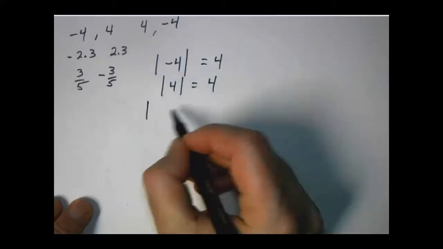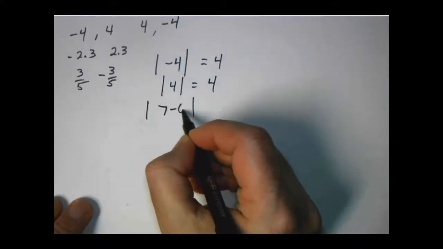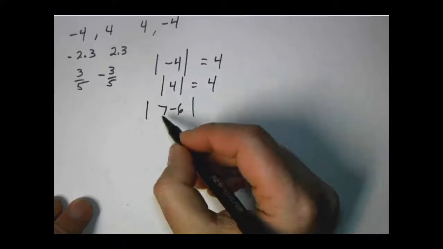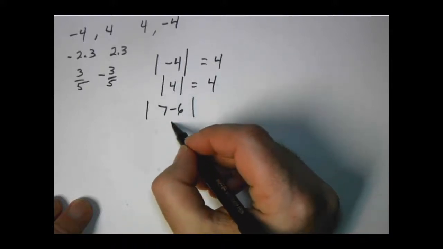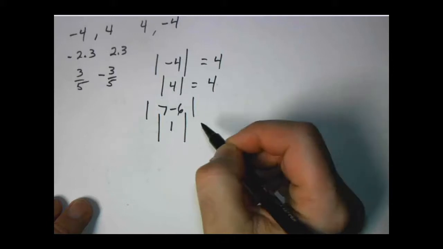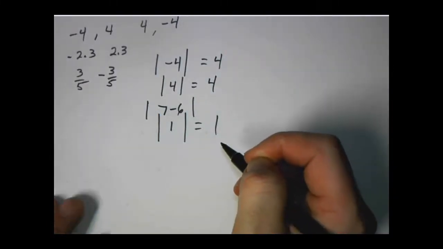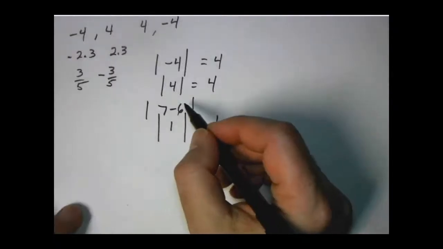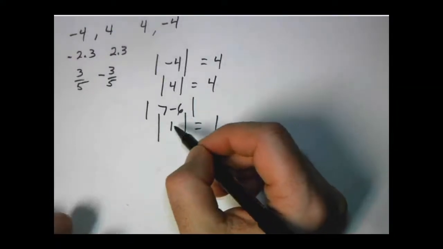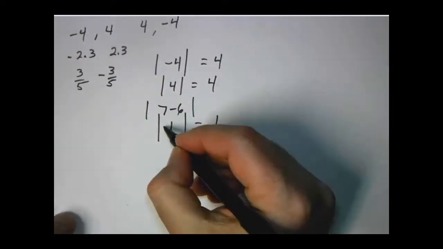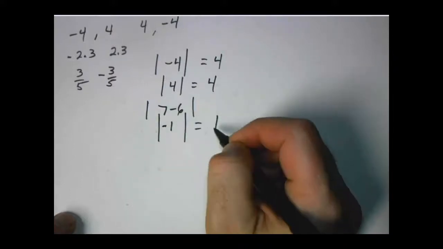Let's say we had an operation in there. Let's say we had 7 take away 6. So we do the operation first, which would be 1. It's still in the absolute value, and it becomes 1. Okay, so whatever is inside, we take care of it, then we make it positive. If it ended up being a negative 1, it would still be a positive.